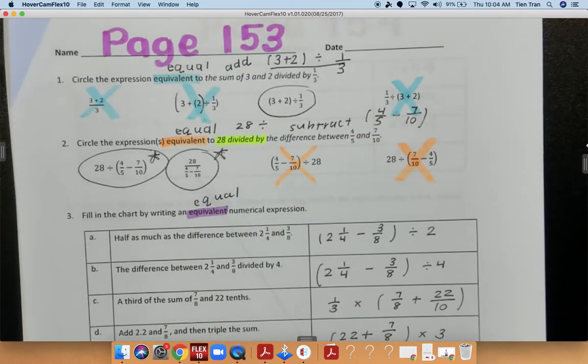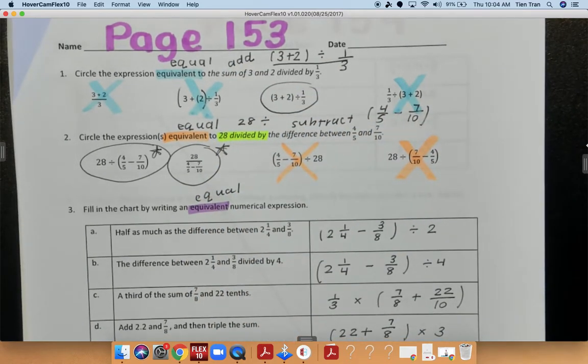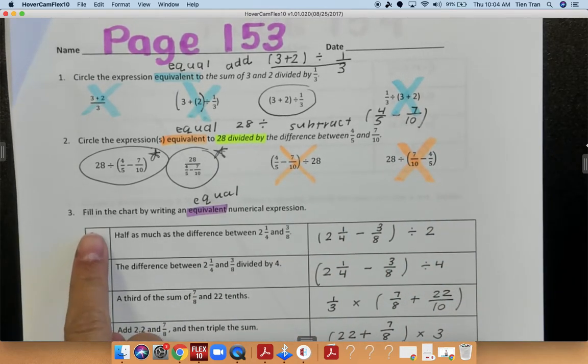And remember, feel free to pause using the pause button so that students have enough time to write down the problem. Okay. Problem number 3, fill in the chart.